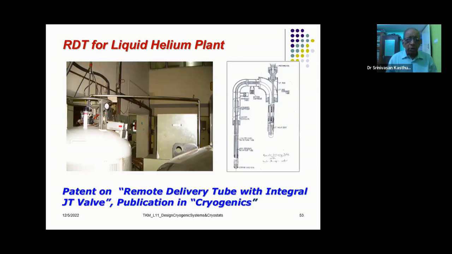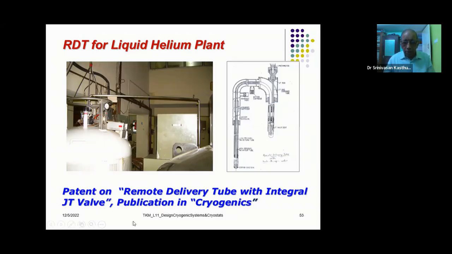We are also able to make a remote delivery tube for a liquid helium plant. Okay. And with or without JT, the one you see on the left side is without JT. This is functional even today, and it has been done using thin wall stainless steel tubes for both the inner as well as the outer tubing. Okay. Now it is a super insulated type of system, and it is performing quite well at our place.